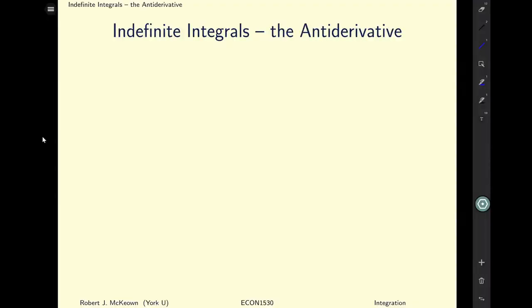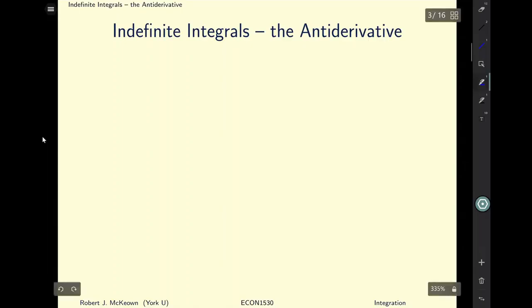What is integration? Well, integration is sort of the opposite of taking the derivative, and that's why it's called the antiderivative. Now, let me illustrate with an example. I can show you a little bit about what integration is used for.